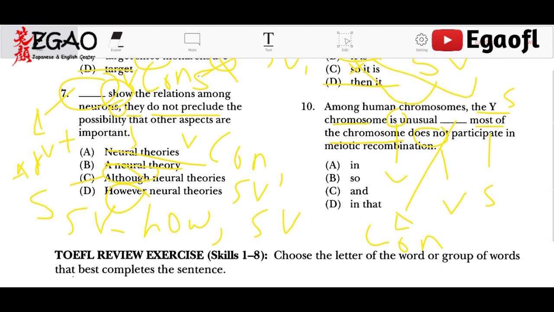So the best connector is in, not connector. So it's possible, and it's possible, and in that it's also possible. So we have 3 here. Which one is the best? The best answer is actually in that, because in that is also similar to because.